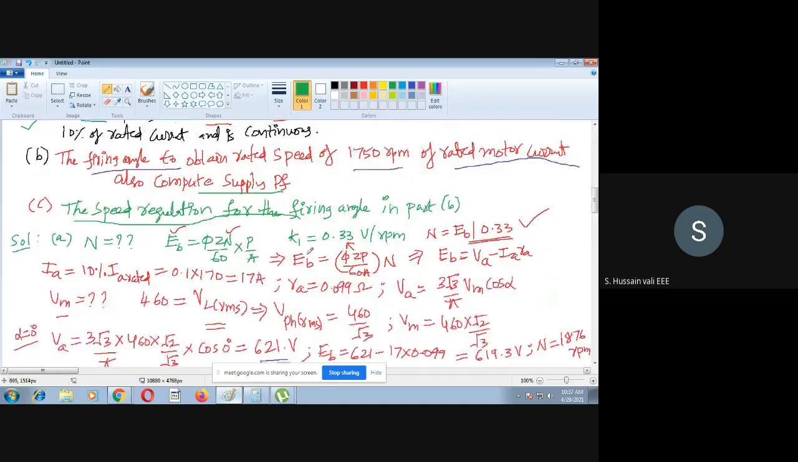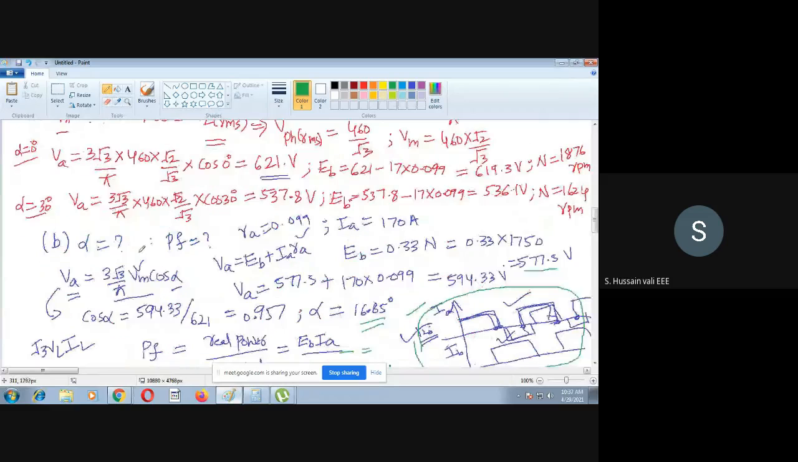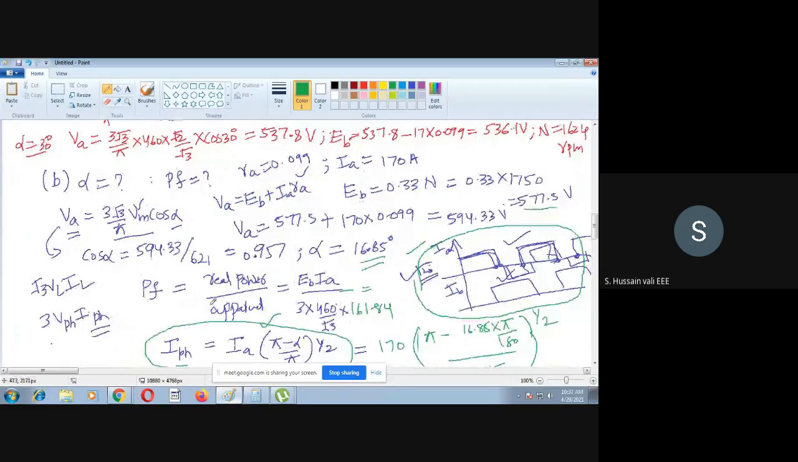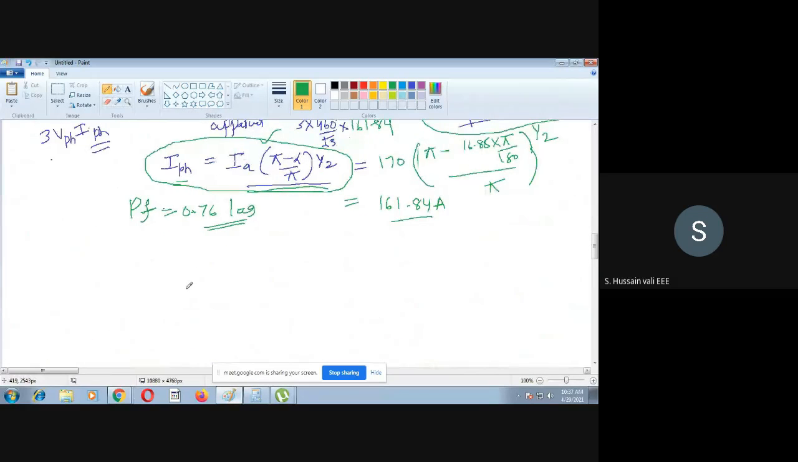Now the last question is the speed regulation for the firing angle in part B. So in part B, you have to find out the speed regulation. What is meant by speed regulation here? What is the speed we got in this problem? For part B, he is asking the speed regulation. First of all, I will tell you what is speed regulation.